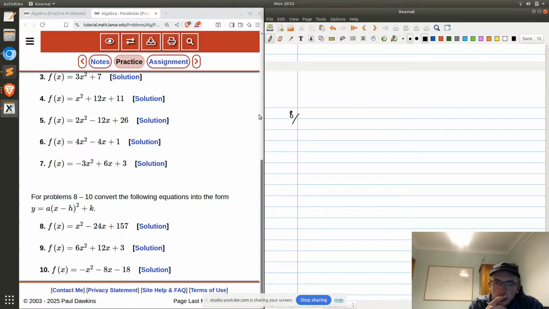Convert the following equations into vertex form. Okay, I will. F of x equals x minus 12 all squared. That creates a 144 out of nowhere. So I have to subtract it. 157 minus 144 is 13. So there you go.